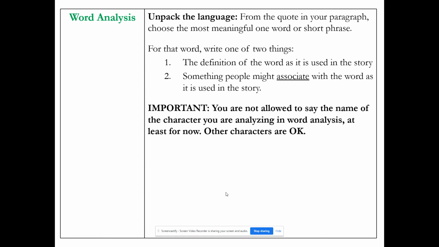Now, very important rule for word analysis. You have to make sure that you follow this rule or your word analysis will not come together. It's like not letting your yeast rise when you're making bread, right? You have to do this step. If you make this mistake, you're going to end up with really terrible analysis. You are not allowed to say the name of the character you're analyzing in word analysis. You can mention other characters' names, but you can't mention the name of the character you're analyzing. So if you're analyzing the husband in Birthday Party, you cannot say the husband in your word analysis. State the definition first. The next piece of the paragraph will let you talk about the husband. Don't talk about the character yet.